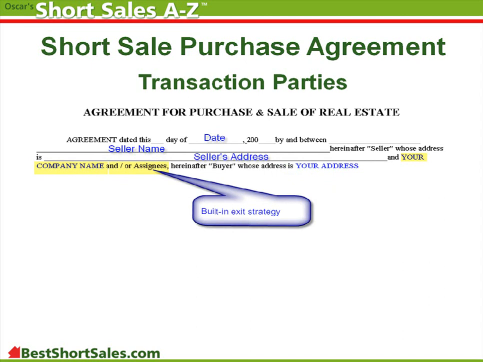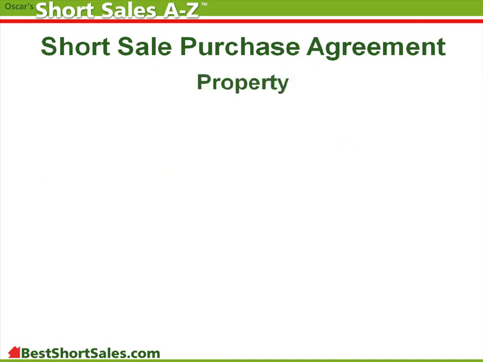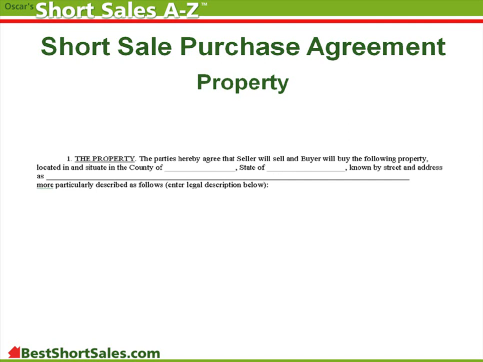This creates a built-in exit strategy. Now the buyer can be changed while the contract remains binding. Property description. County, state, address, and legal description go here.